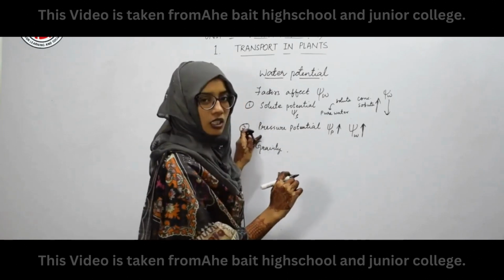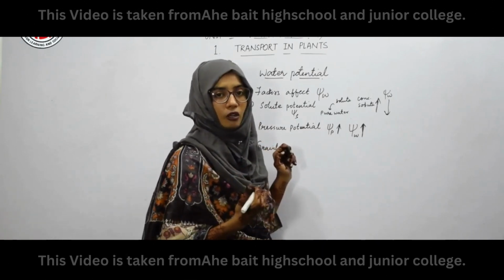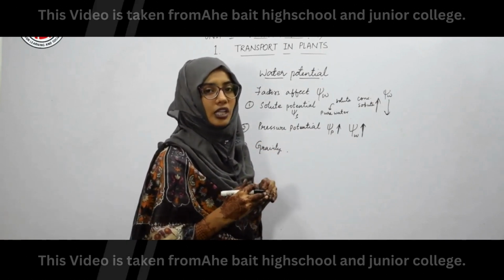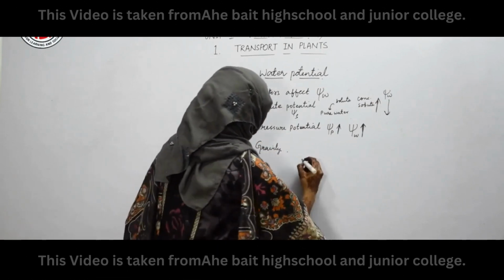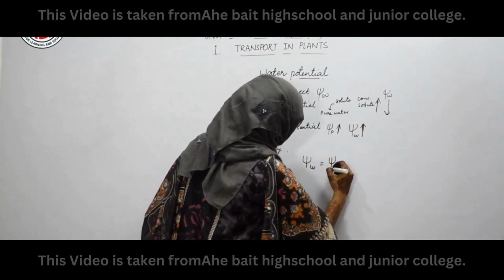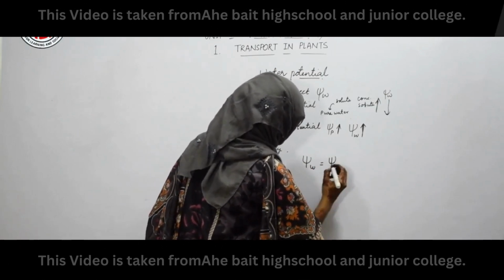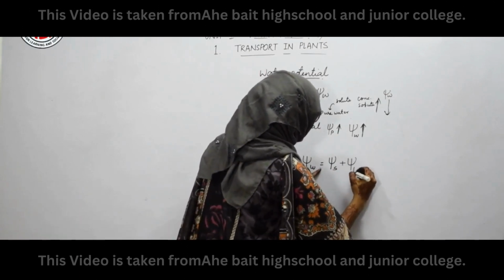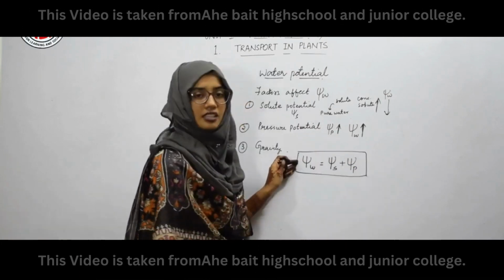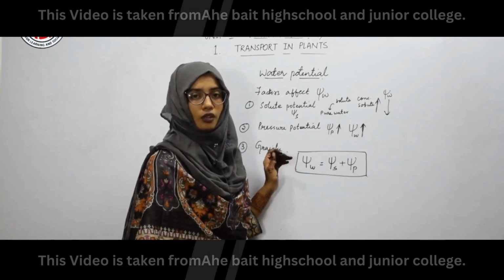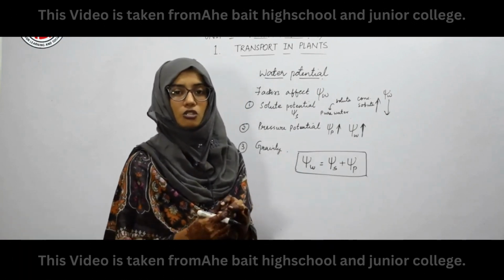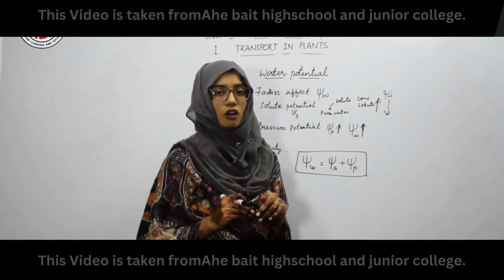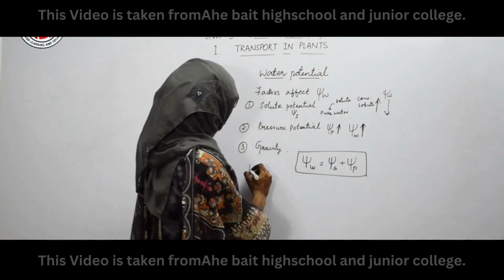By these factors, we can show a relation that helps to calculate the water potential of the liquids. So the water potential can be calculated by this relation, that is psi w equals psi s plus psi p. This is an equation which is used to calculate the water potential. And one thing we need to remember is that water always moves from a region of high water potential to low water potential.